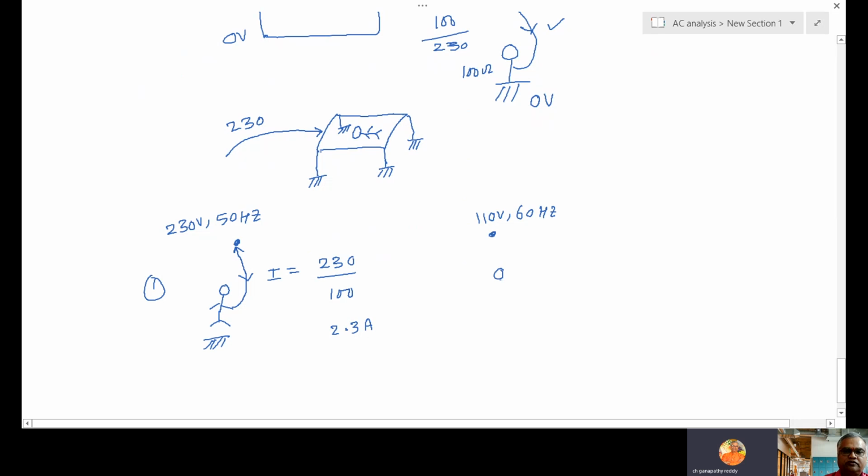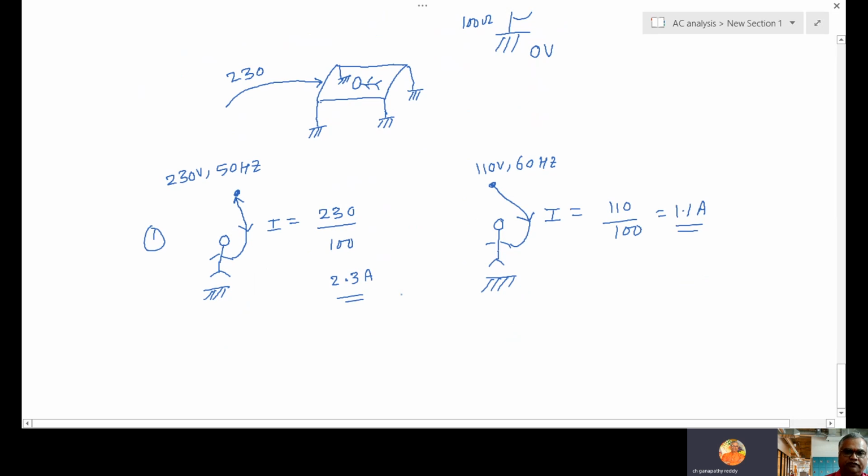The same person standing on the ground touched this 110 volts. How much current will flow? 110 volts by 100 is 1.1 amps. Here 1.1 amps, here 2.3 amps. Which case has more current? The Indian case. Who will get a severe shock? Indians will get a severe shock. So more risk is involved in India compared with America. That is one difference.